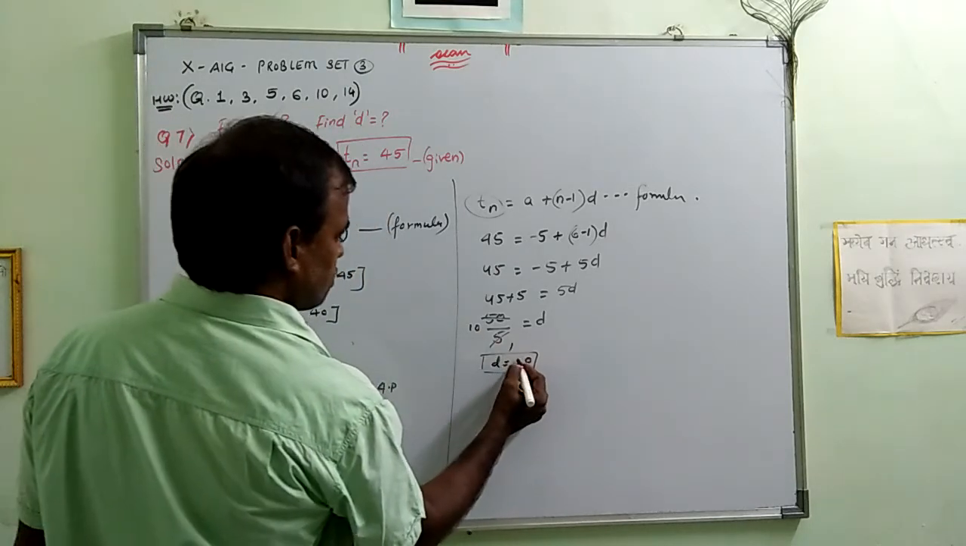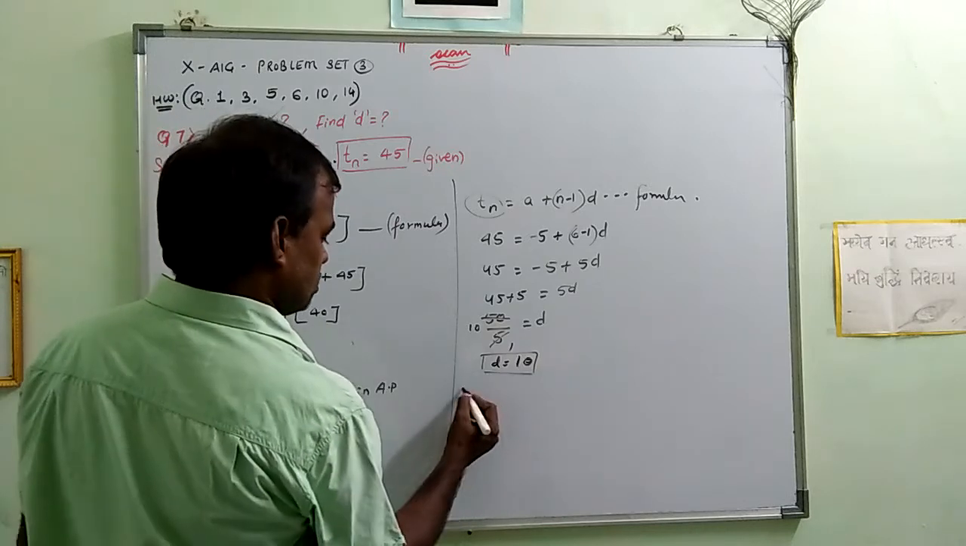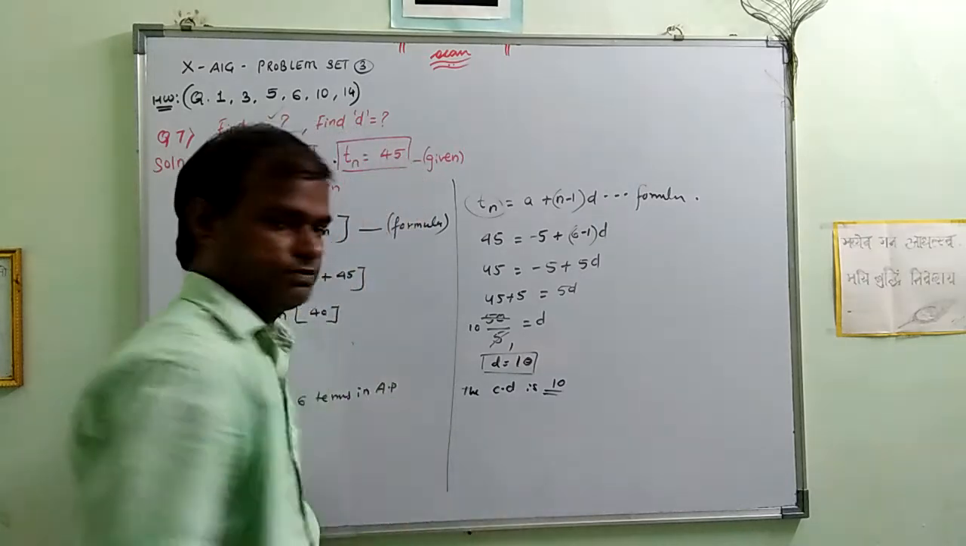Five tens are 50, so D equals 10. So we found, therefore, the common difference is 10. That's it.